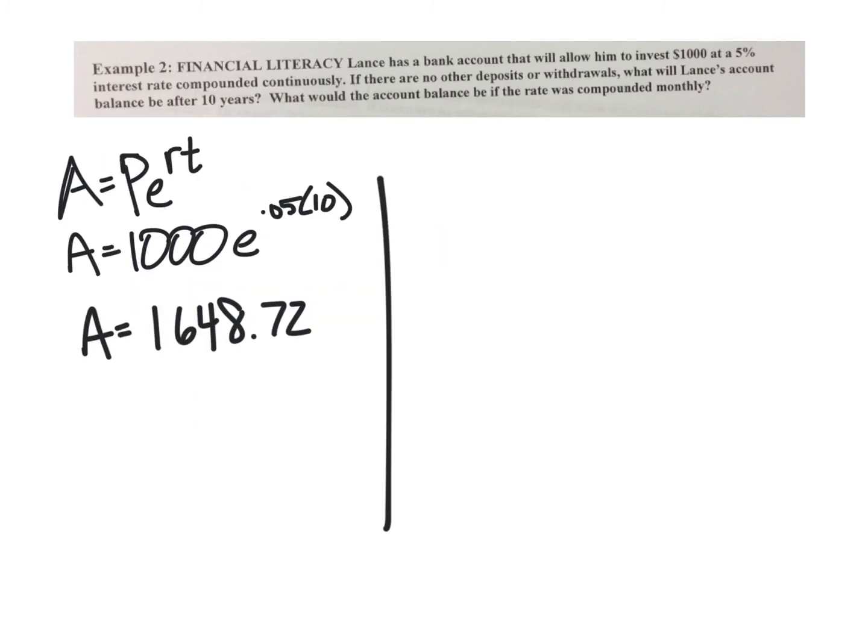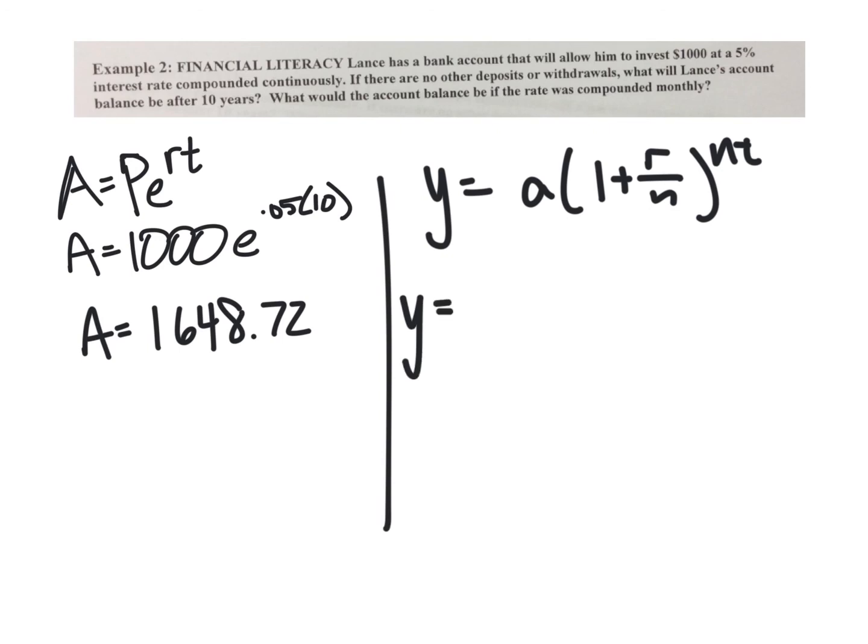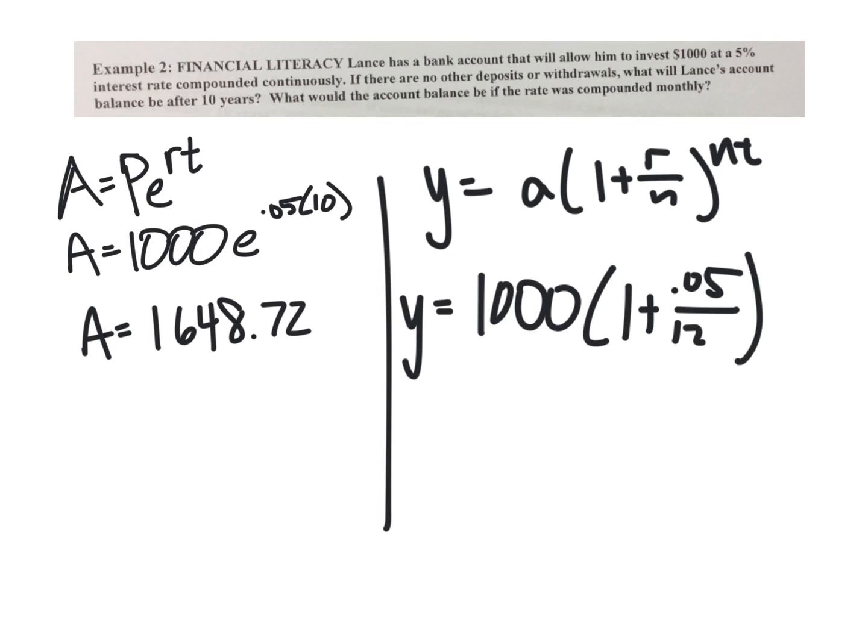Now the next part of the problem says, what would the account balance be if the rate was compounded monthly? So I take my compound interest formula and I say, okay, my original was 1,000, 1 plus the interest rate of 0.05, compounded monthly, that means it'll be compounded 12 times a year. And then so this 12 also comes up for 10 years.